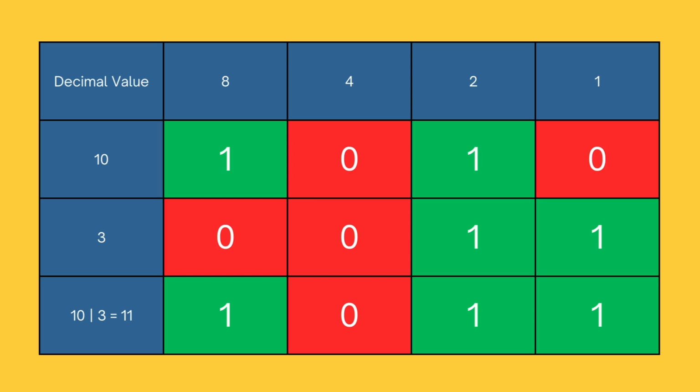Now let's compare them bit by bit. In the first position, 10 has a 0 and 3 has a 1. So the result is 1 because 1 or 0 is equal to 1. In the second position, 10 has a 1 and 3 has a 1. The OR operator returns 1 because 1 or 1 is 1.